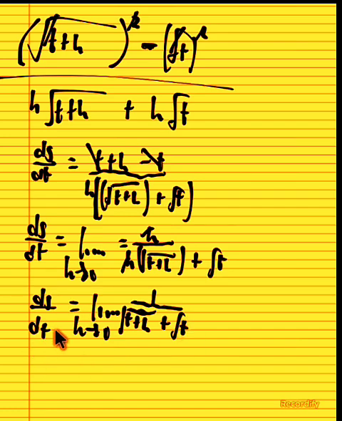So now we take the limit as h approaches 0 for this first one, which is root of t plus h. As h approaches 0, we are going to have root of t plus 0, which is the same thing as root of t.